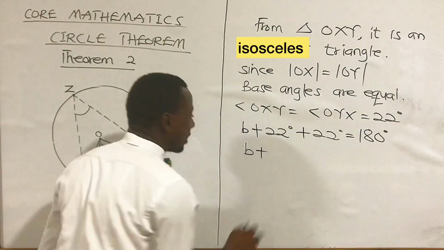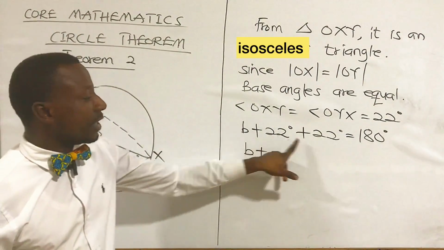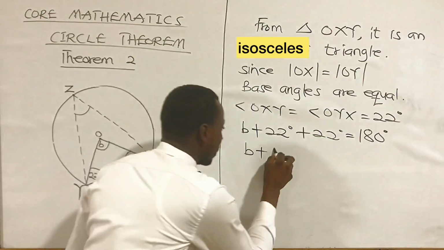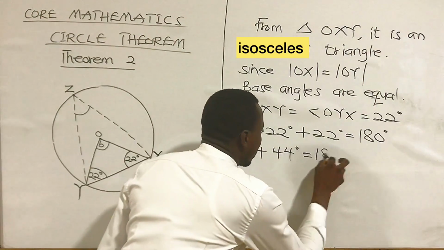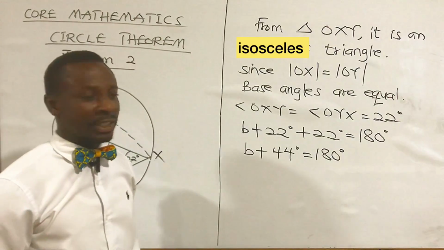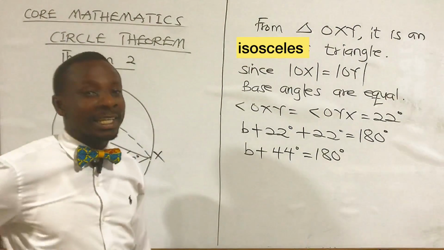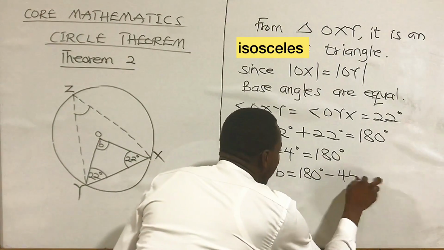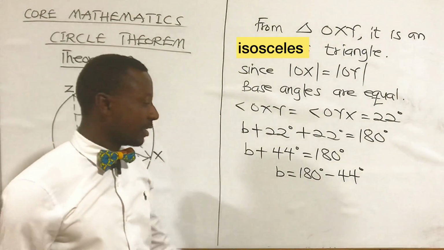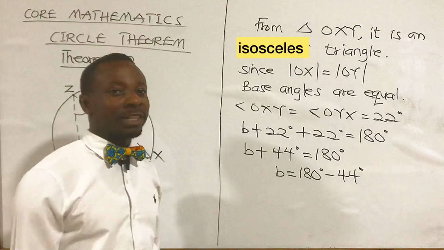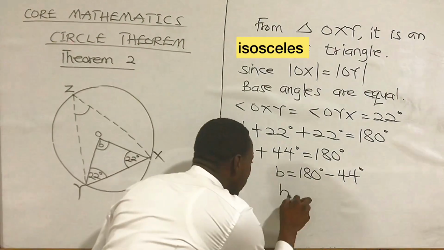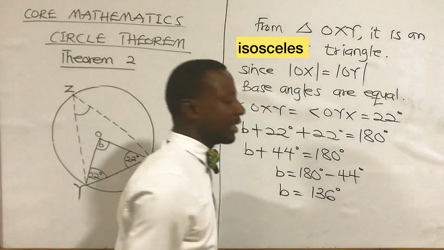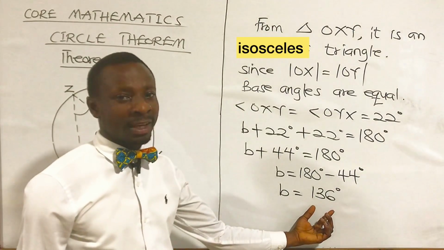So we have B plus, from here, 22 degrees plus 22 degrees. What do you think we are going to get? Alright. So we are going to get 44 degrees is equal to 180 degrees. So from here we need to make B the subject. So we have B is equal to 180 degrees minus 44 degrees. When we take the difference, what did you get from your end? B is equal to 136 degrees. And I hope you had the same thing here.